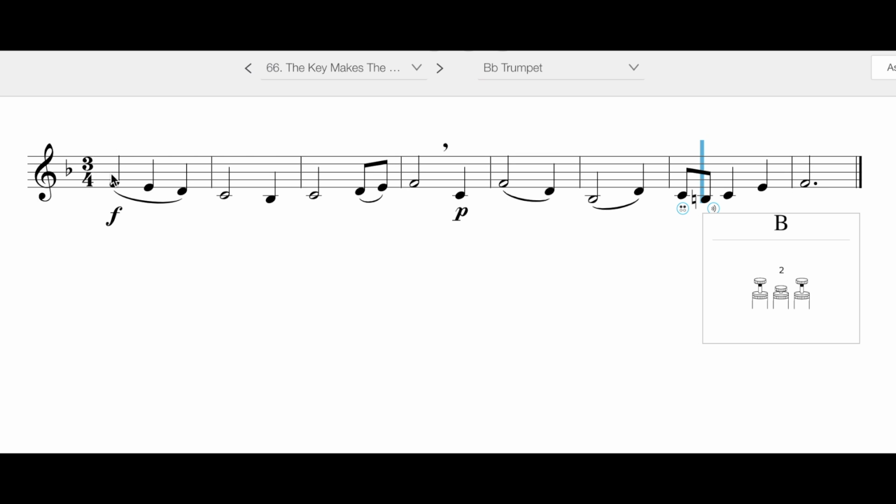It's also in 3/4 time, so 3 beats per measure, and it is forte here and piano here. So big time difference after the breath mark.